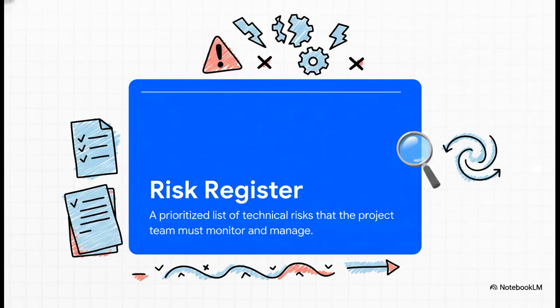That last point brings us to another key piece of industry lingo you'll hear all the time: the risk register. It sounds formal, but it's really just a list. It's a prioritized list of all the technical risks the team has found that they need to keep an eye on and manage. It's like the project's official watch list.